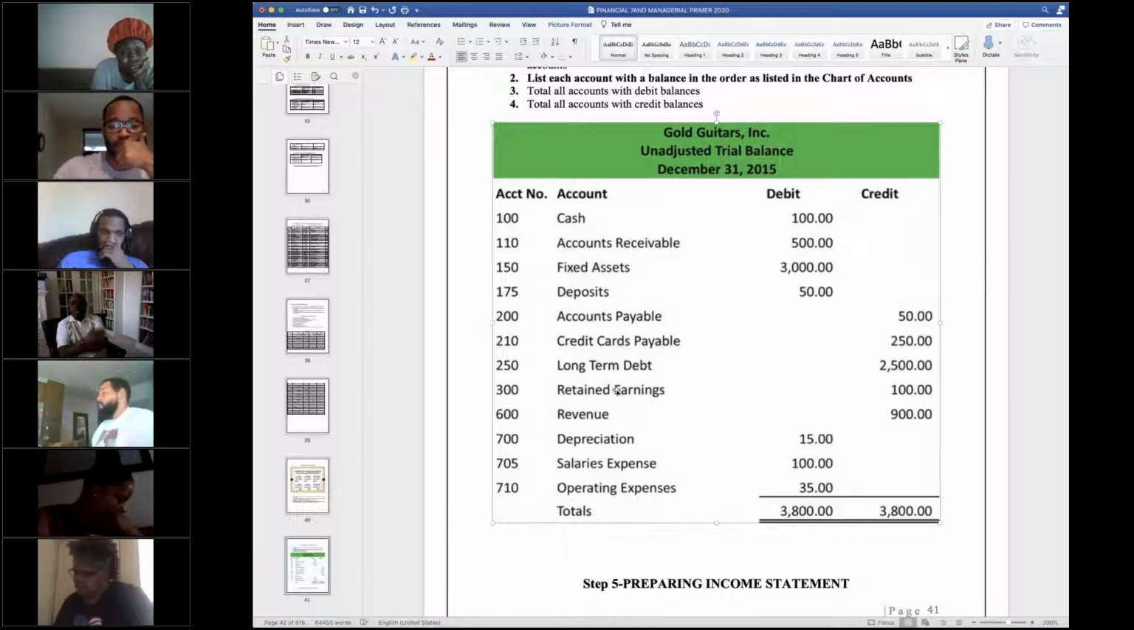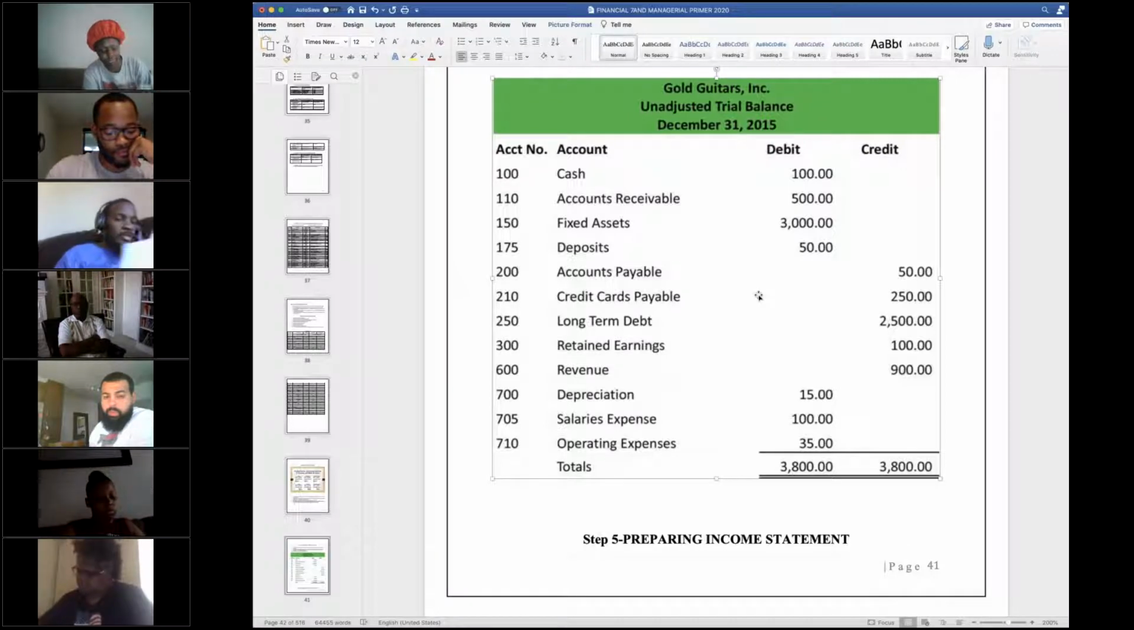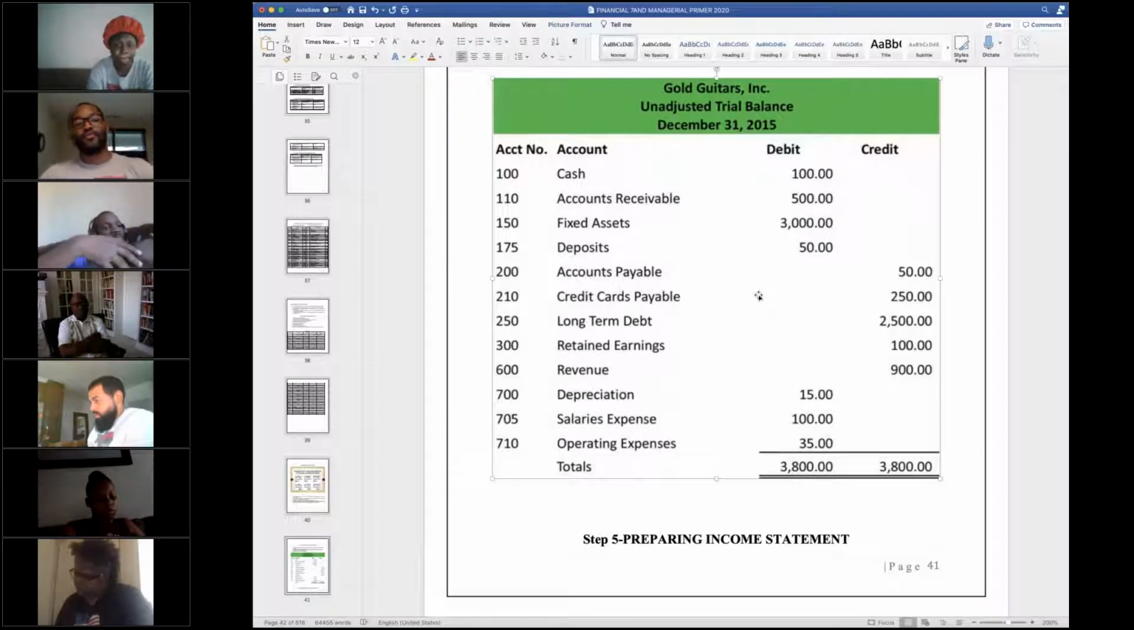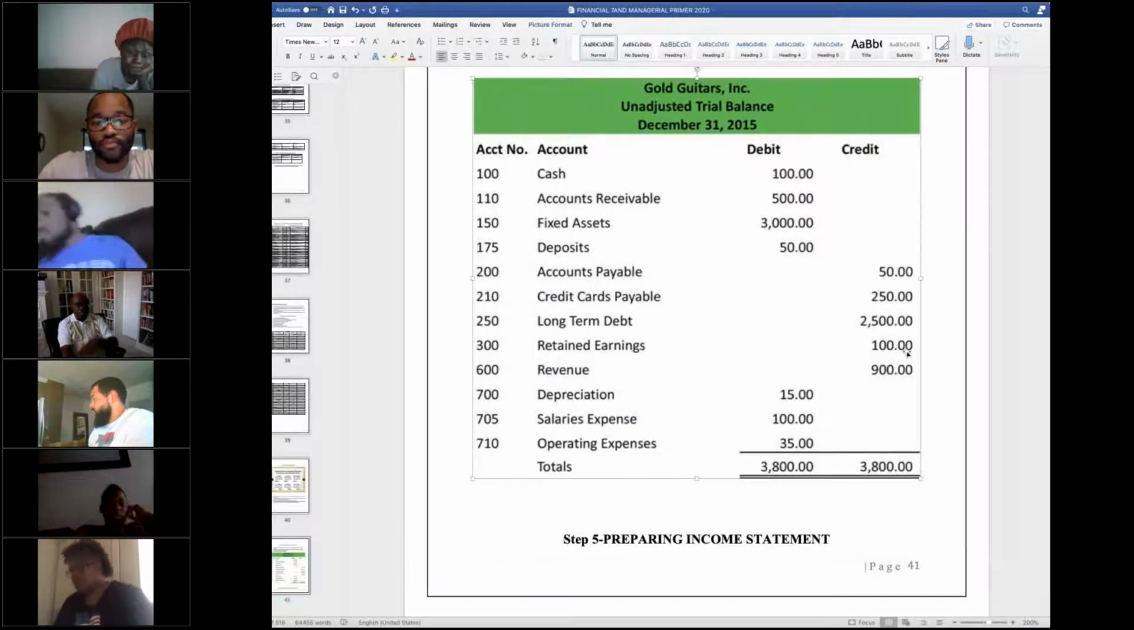Well, we have time. Prepare me an income statement now. So you've got this trial balance. Working with this trial balance, I want you to prepare an income statement, a statement of retained earnings, and a balance sheet. Working with this simple problem here, prepare me an income statement.